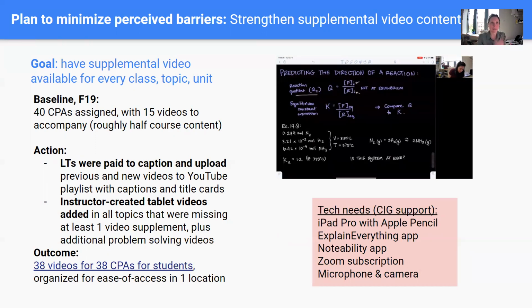So this is just showing an example and the technology that I needed to accomplish this that wouldn't have been possible without CIG support.